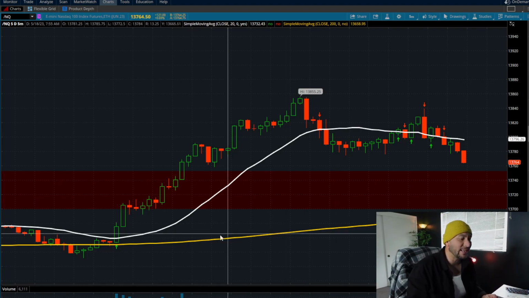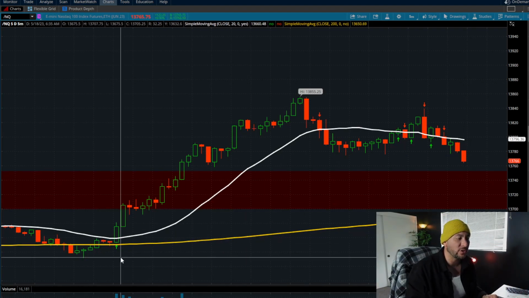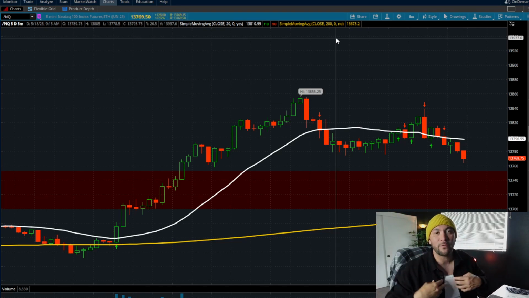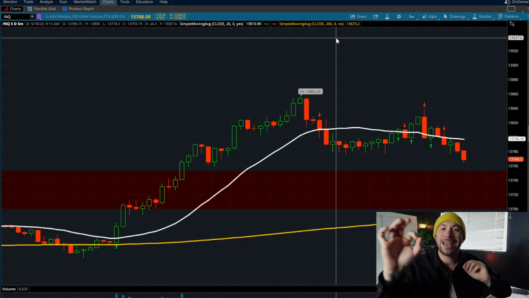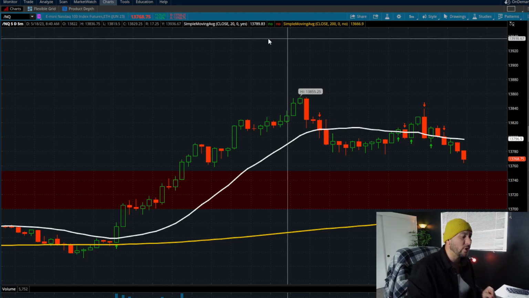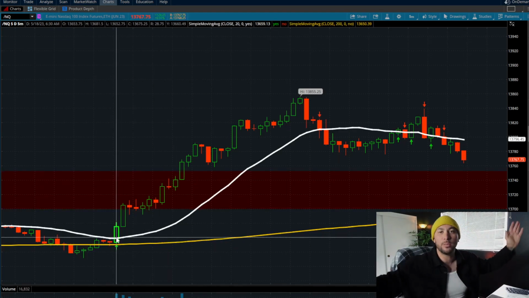So we're looking at the 20 SMA on our chart. We're looking at the 200. What we are looking at is a 5-minute time frame on the Nasdaq 100 futures, NQ. This is what we are looking at. Guys, tell me this move was not beautiful off the open.